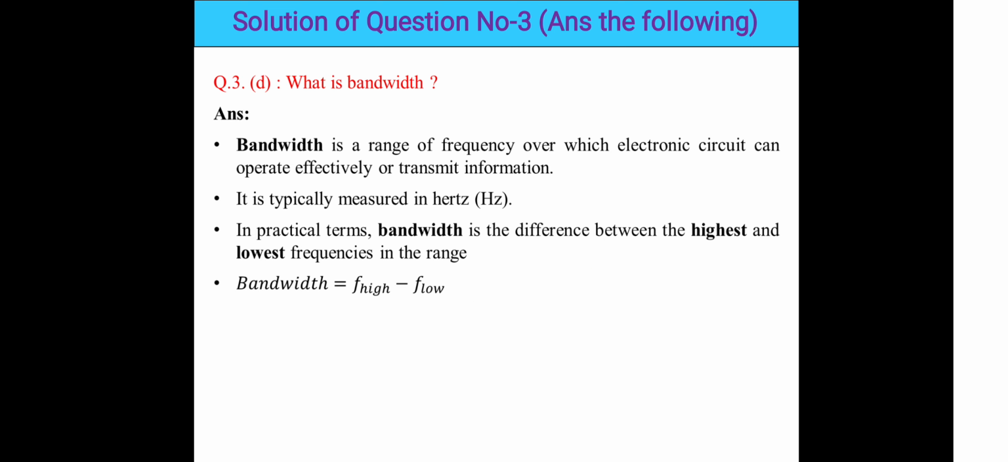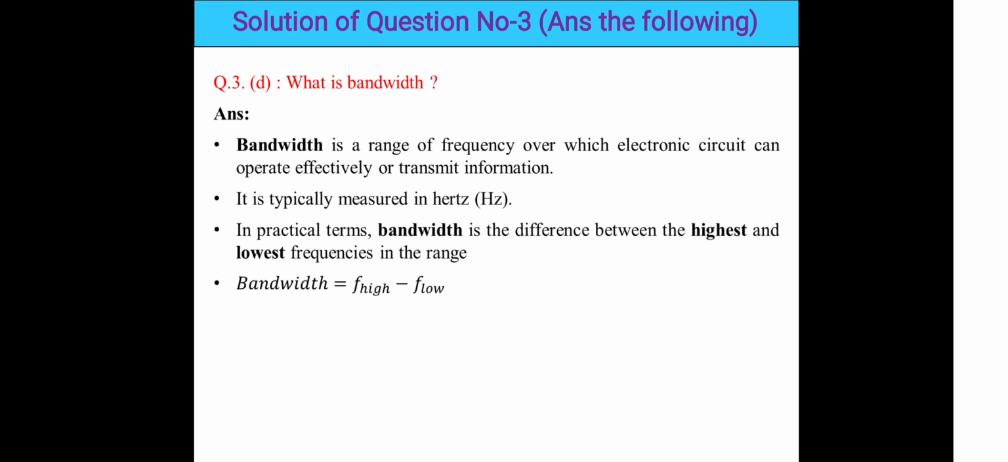Next is, what is bandwidth? Bandwidth is the range of frequencies over which an electrical circuit can operate effectively or can transmit information without any hardship. The unit of bandwidth is generally hertz. In simple form, bandwidth is the difference between the upper frequency and the lower frequency. So this is the bandwidth.